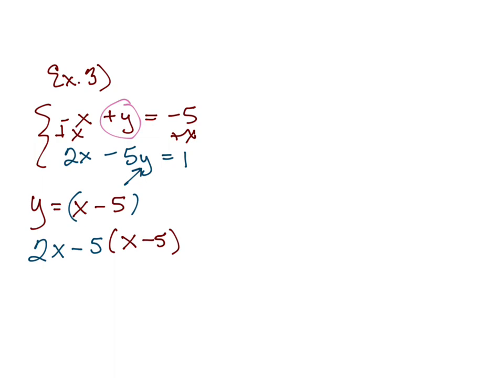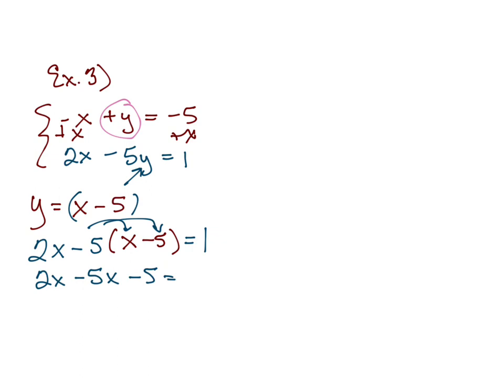Yeah? And why did I do that? Yeah, because y equals x minus 5. And now I have an equation in only one variable. And anytime I'm down to one variable, and some of you are already headed in this direction, you can solve for one variable.